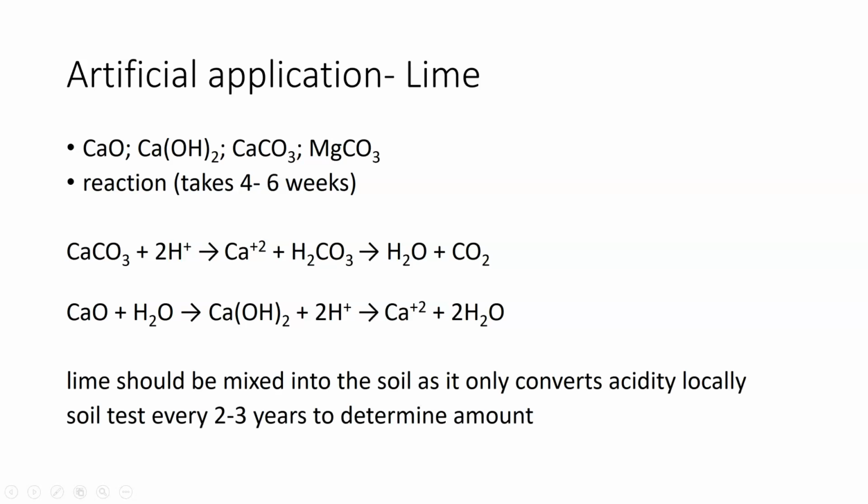Lime should be mixed into the soil as it only converts acid locally. If you spread the lime on the top of the soil and you don't mix it in, you could drive that top ½ centimeter of the soil up to a pH of 8 or 9 or higher, which is why you apply it, then you mix it in. When you mix it in, it allows it to convert the entire upper strata of the soil. You want to soil test every 2 to 3 years to determine the amount of lime that you would need.